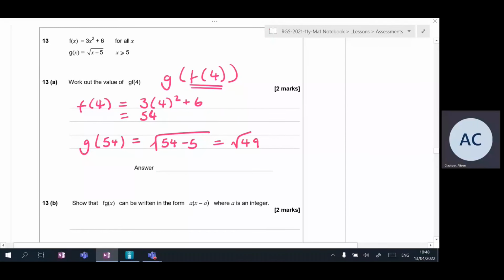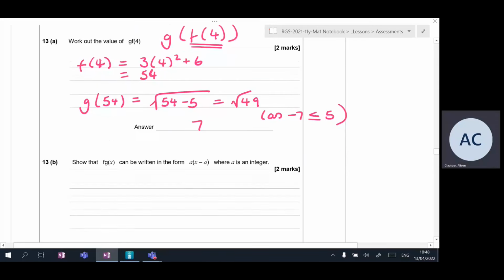So it would be plus or minus 7, but it does tell you in the question, X has got to be bigger than or equal to 5. Okay, so we're not interested in the negative value, so we just want 7. Okay, so we're rejecting that answer.